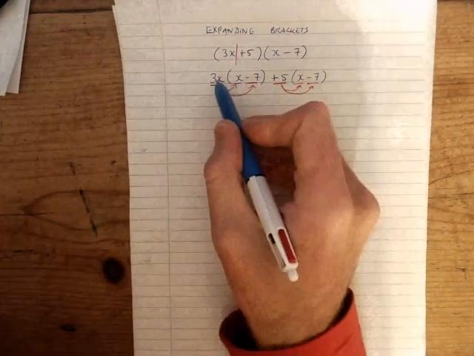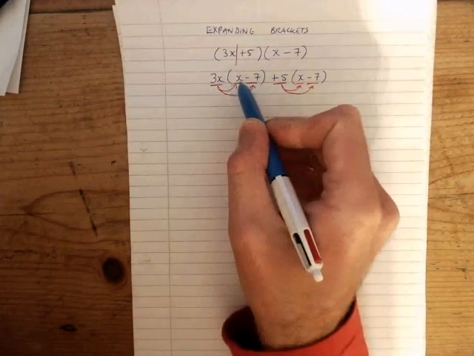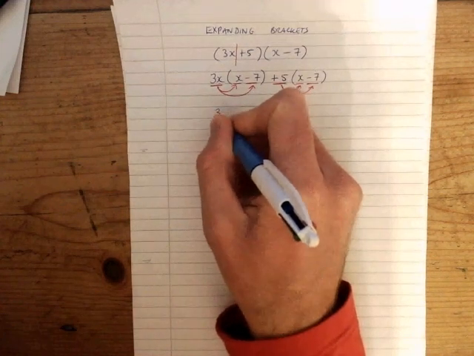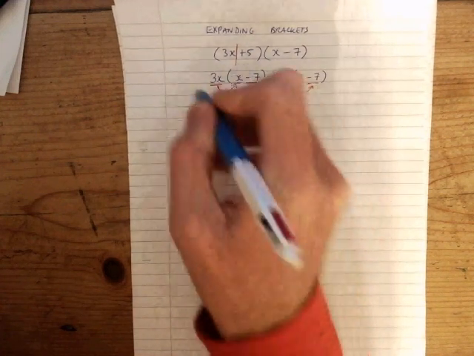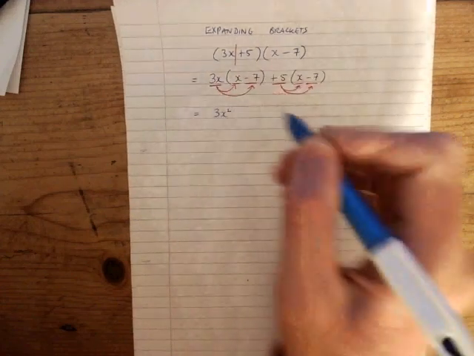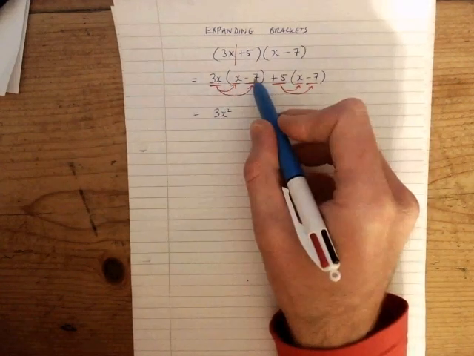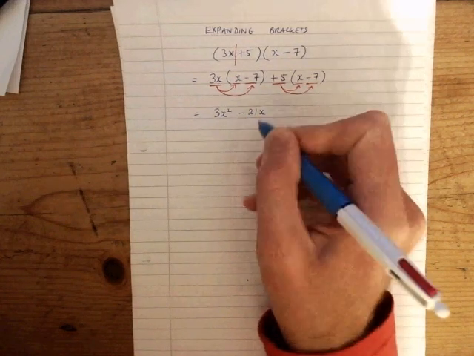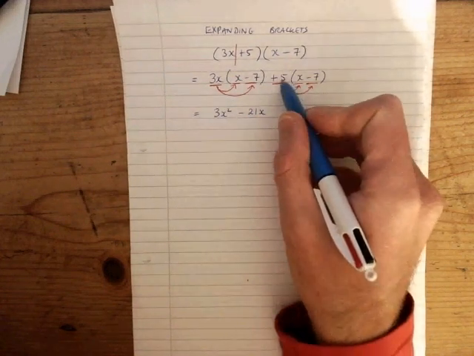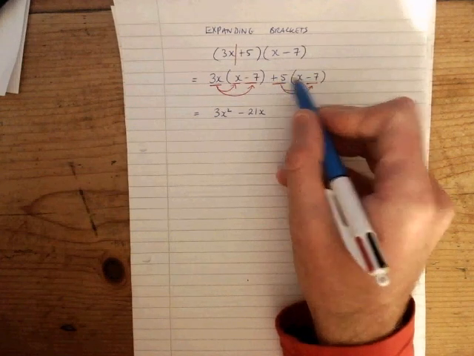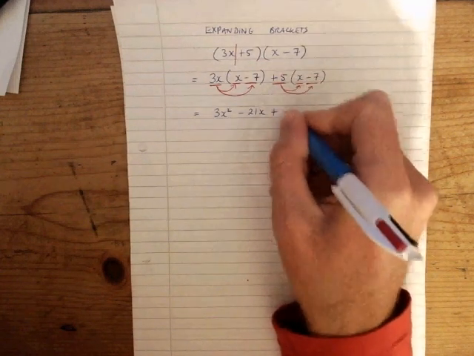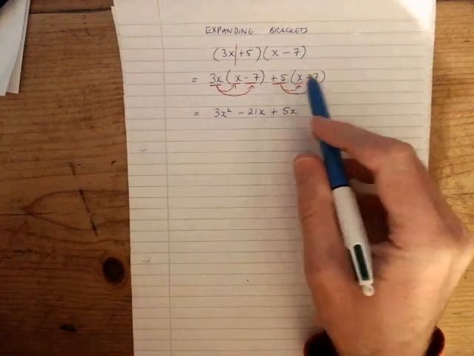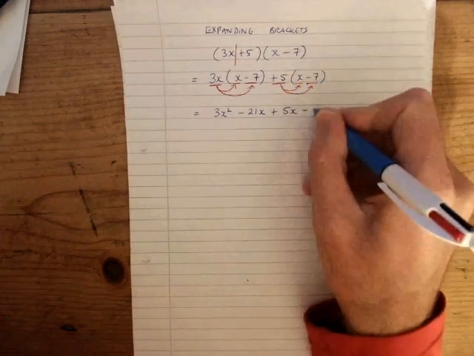So first thing is 3x multiplied by x. So 3x multiplied by x is 3x squared. 3x multiplied by minus 7 is minus 21x. Now on to the second part. Plus 5 by x is plus 5x, and plus 5 by minus 7 is minus 35.